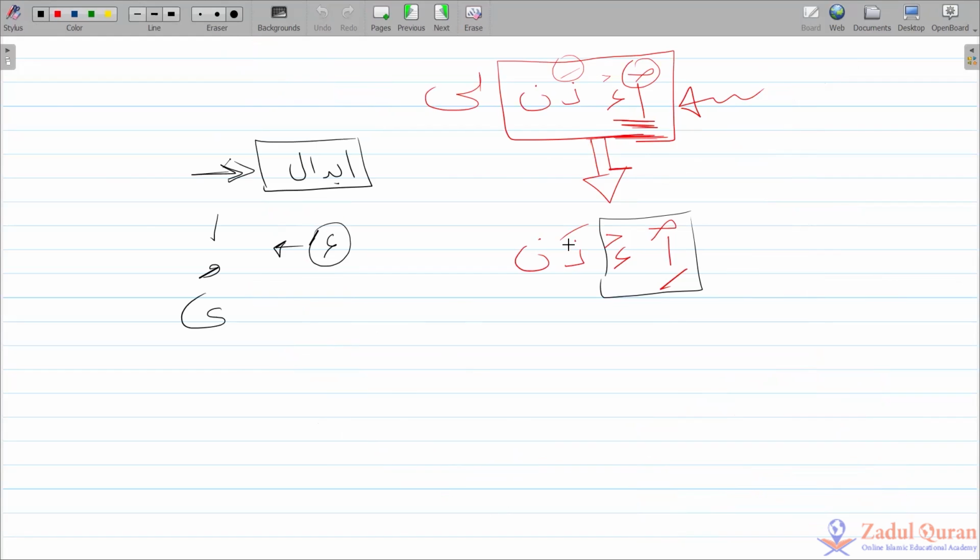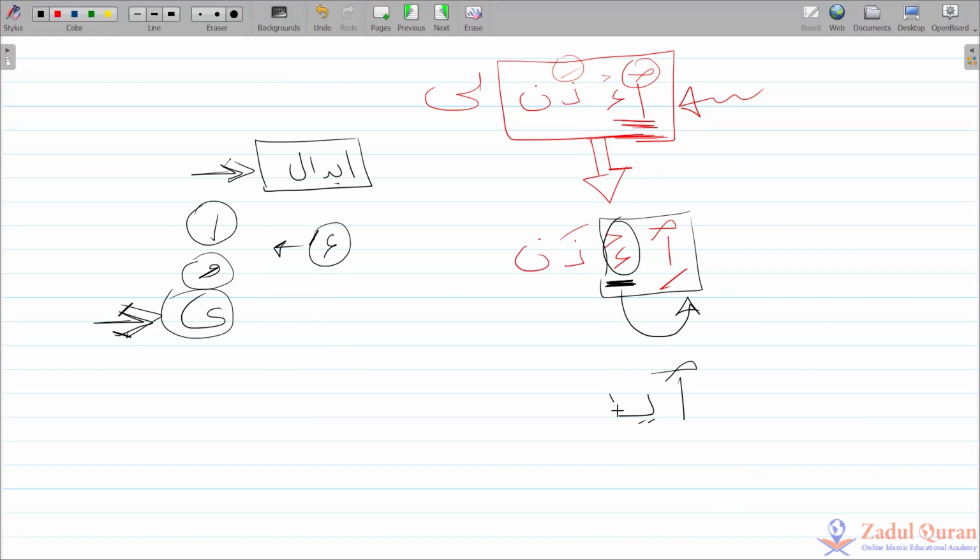This one, we need to do ibdal. So which mad letter, you tell me now? This hamza has to be converted to a mad letter. Which mad letter? Alif, waw, or ya. Focus. The haraka before is a kasra, so it's going to be ya. So this alif wasl, then ya.